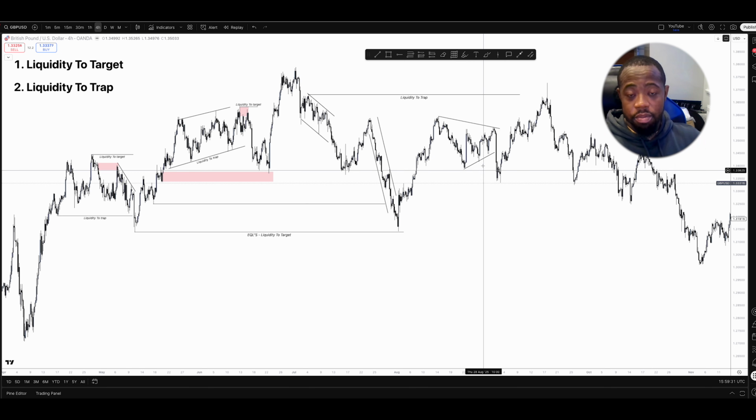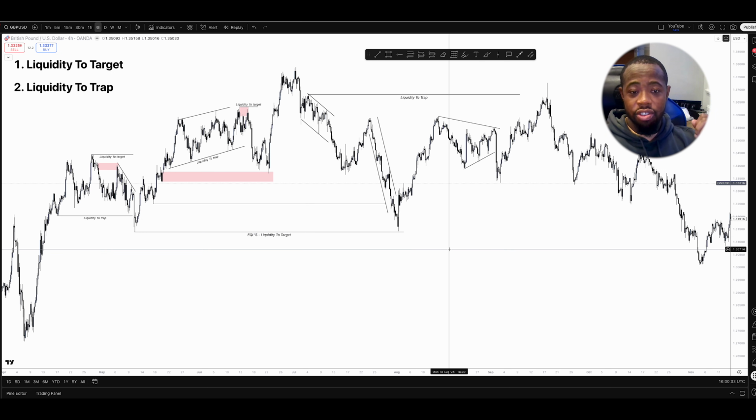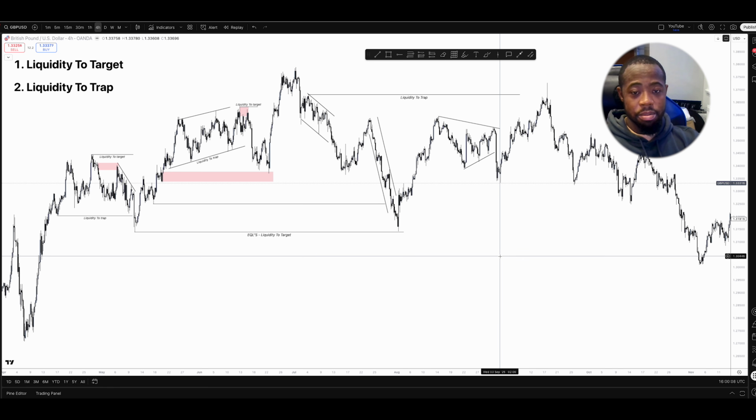On the smaller time frame, we've got our liquidity to take down here, which is this trend line. And then we've got our liquidity to target, which would be this high. And also this high would be our liquidity to target on the smaller time frame. But on the 4-hour time frame, this up here is our liquidity to trap. And below, the target at the bottom here, these equal lows, is the liquidity to target. This is why we say price action is fractal, because price is doing the same thing on different time frames.